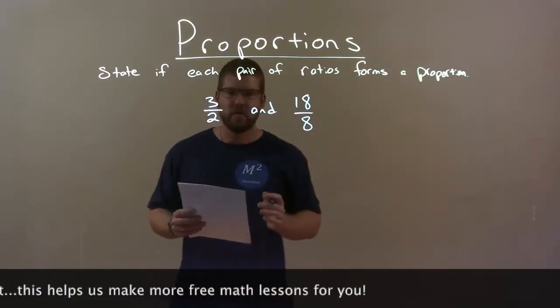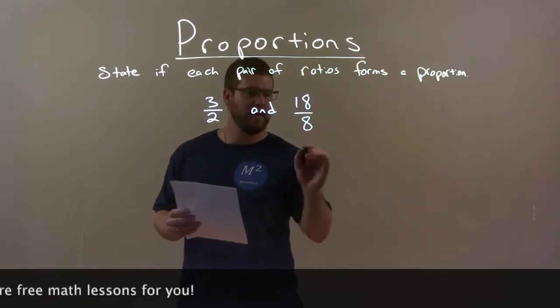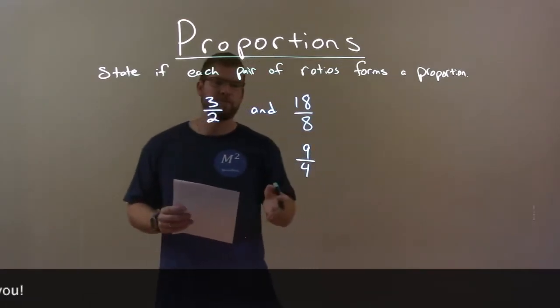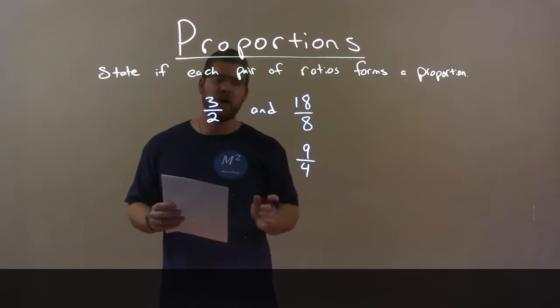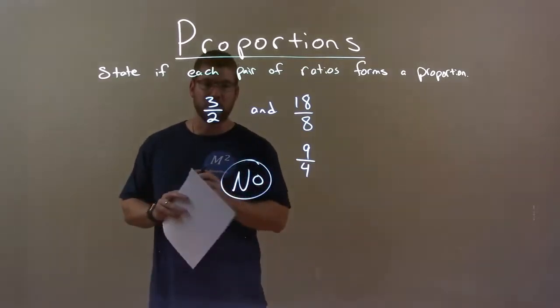But 18 over 8, both of these numbers are divisible by 2. So 18 over 8 is 9 over 4. Now, can we simplify 9 over 4 anymore? No, there's nothing we can do to simplify there. So we have 3 halves and 9 over 4. They are not the same, so our answer here is no.